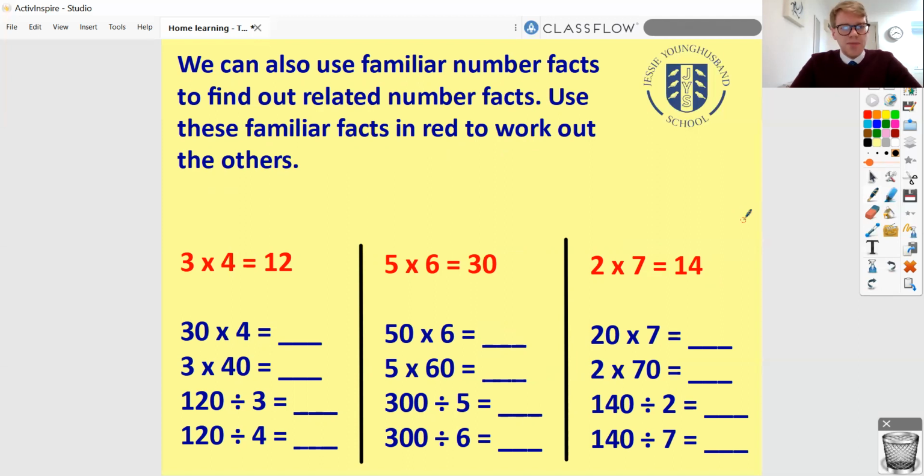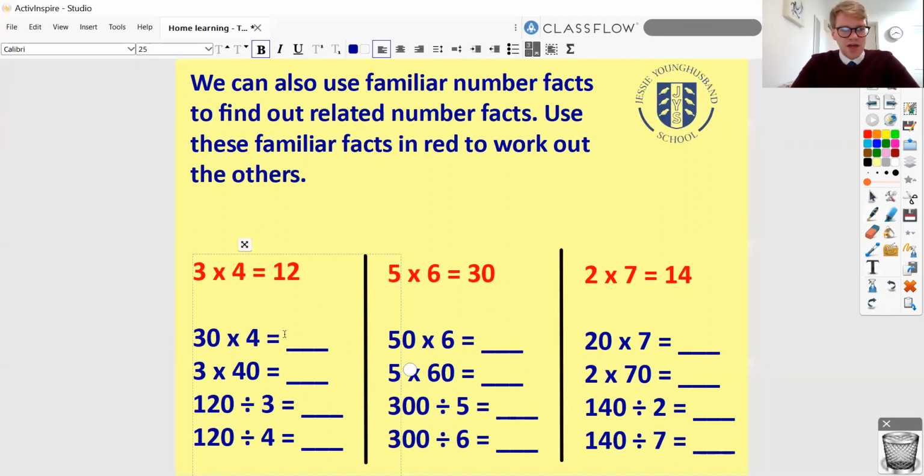So use these familiar facts in red to work out the others. So I'd like you to pause the video here. I'm giving you the familiar number facts. These are the ones that hopefully you will know from our times tables, the ones in red. And I'd like you to use those to work out these slightly trickier ones here. So you might see, for example, that on some of them, the question is 10 times bigger. So rather than being 3 times 4, it's 30 times 4. And so our answer is going to be 10 times bigger as well. So have a little think about how you can use your familiar number facts to find out some related number facts. And we'll come back and do the answers in just a moment.